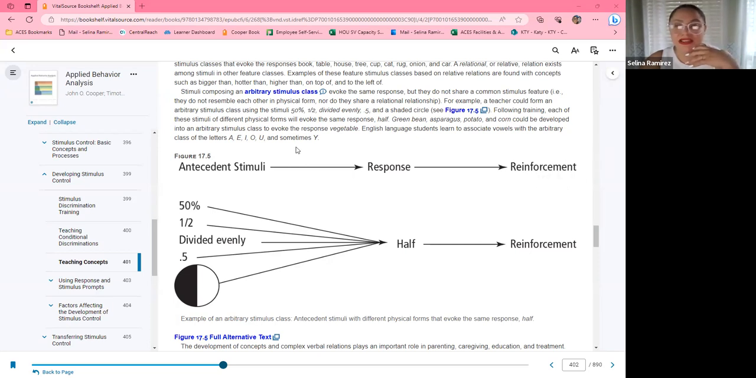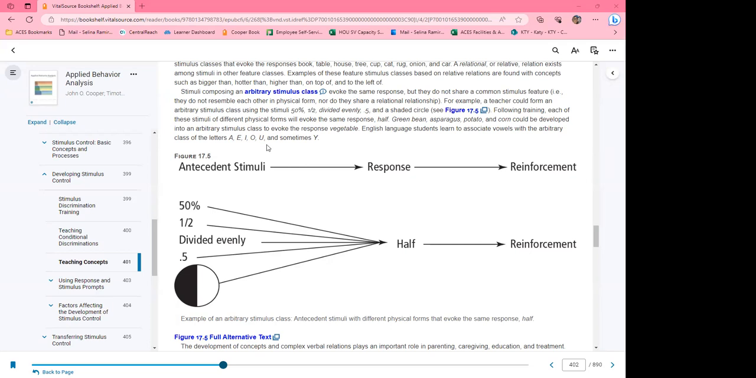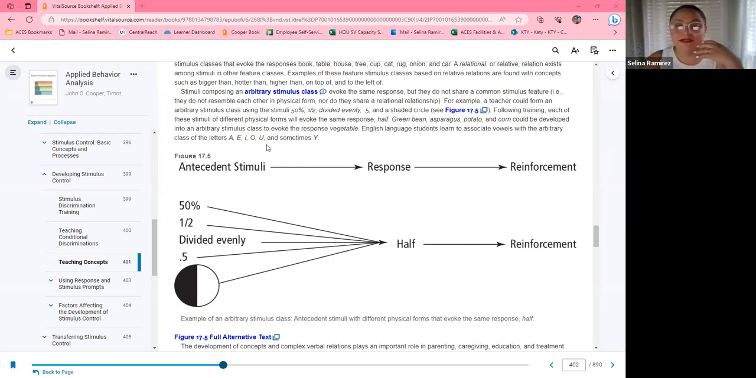That's a good one. And then here it's telling us about the vowels, A, E, I, O, U, and sometimes Y. They don't look alike in any way, but we know that all of those are grouped as vowels. Okay.